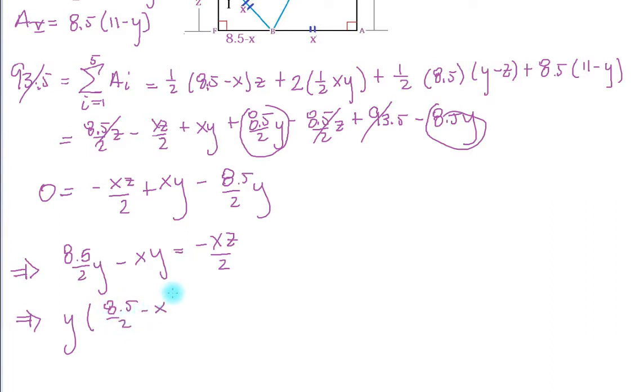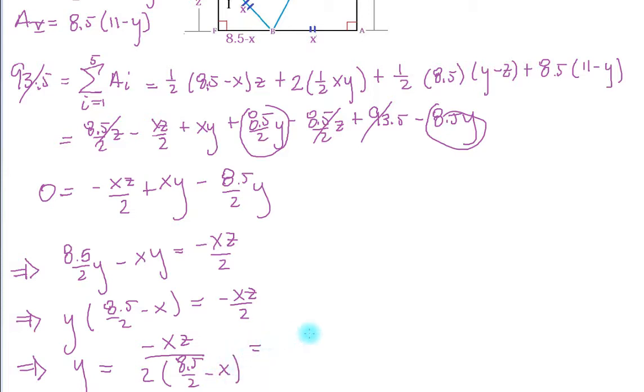Minus x equals minus xz over 2. And once we divide, we have that y equals minus xz over 2 times this term, which is 8.5 over 2 minus x, which is, by simplicity, minus xz over 8.5 minus 2x. And we can factor the minus here and cancel with this. So this is just x times z over 2x minus 8.5. That's y. But what is z?